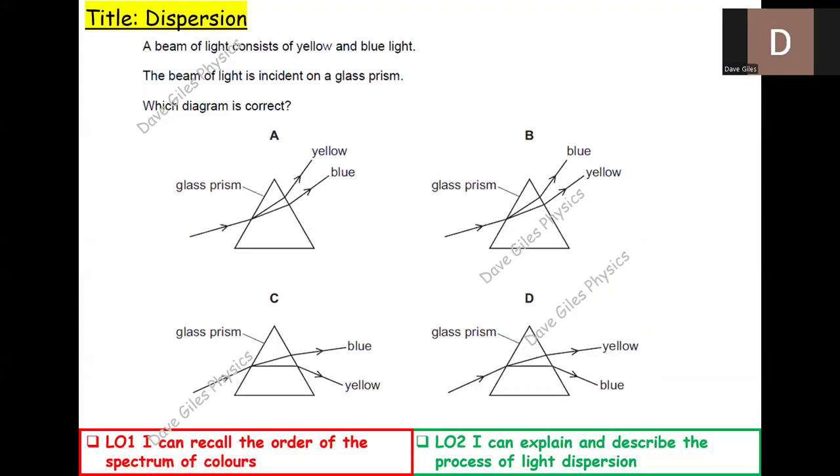A beam of light consists of yellow and blue light. The beam of light is incident on a glass prism. Which diagram is correct? So it's yellow and blue. So if we go back to Roy G. Biv, you're going to have blue bending best. So we're going to have yellow on the top, blue on the bottom. We know that. So we know it's therefore either A or D. When it leaves the prism, it's going to refract away from the normal. And it's going to refract down the same. So it's going to be D.